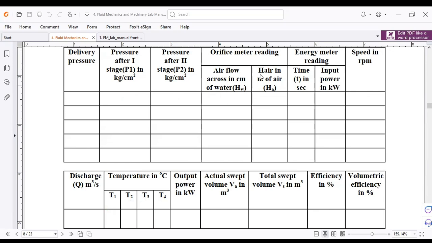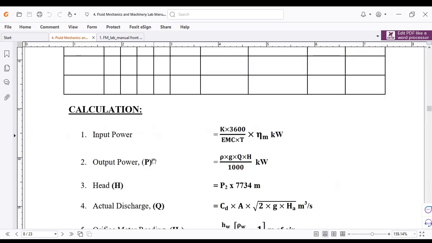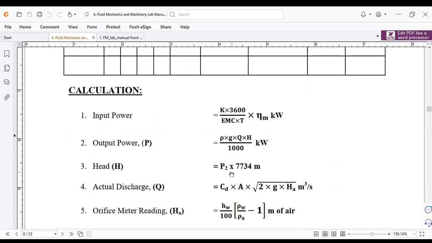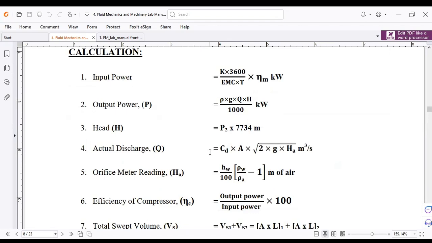First, we have to find the head, that is the final pressure you obtain. You have to multiply by 7734 to convert into meters, and the actual discharge should be calculated. This HA should be calculated using this formula: HW divided by 100 into density of water divided by density of air minus 1. That way you get the airflow head in terms of meters. Using this HA, we can calculate the discharge.